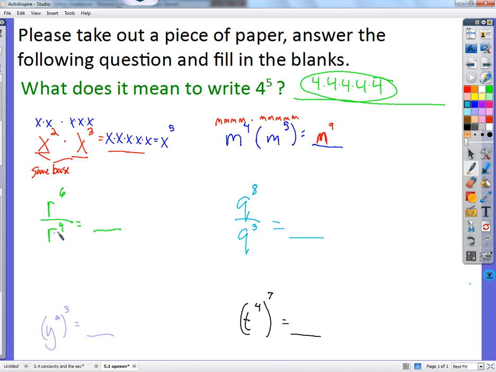So r to the 6th over r to the 4th. What should r to the 6th over r to the 4th be? R to the second? R to the second, correct. How come? Because it's the opposite of multiplying. You do the opposite.